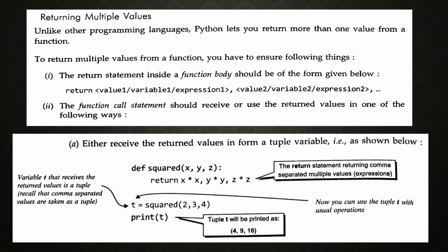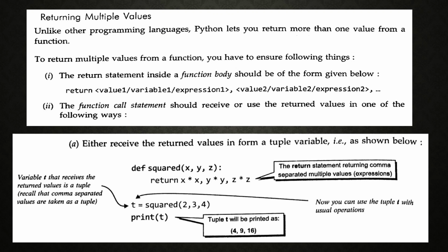returning multiple values. In the previous session we studied how to return values using the return statement. Using the return statement we can return more than one value. In other programming languages like C, C++ or Java, the return statement is used to return a single value or single variable. Here, in returning multiple values, a return statement may use value 1, value 2, value 3, or variable 1, variable 2, variable 3, or expression 1, expression 2, expression 3. Like this also we can implement.